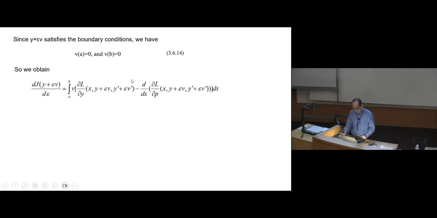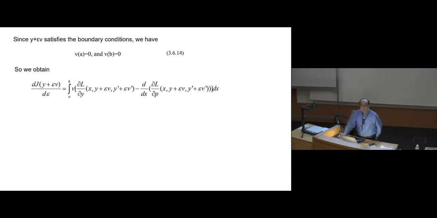Okay, let's first do the first one. The first one is because y(a) plus epsilon v(a) should satisfy the boundary condition, which is a fixed value. But y(a) itself should be equal to that value. Therefore, v(a) is 0. In the same way, y(b) also has a fixed value, the boundary condition. So we show v(b) is also 0. Then finally, we get this one: the derivative of this J with respect to epsilon equals 0. Any questions?